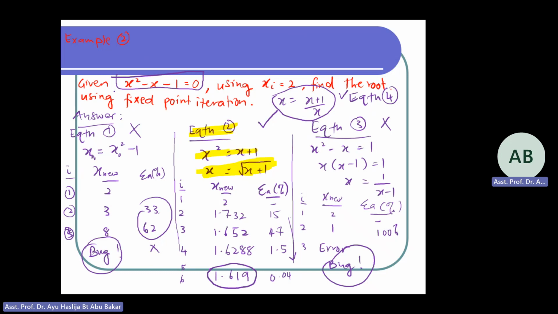Okay, so for this example, there are 2 possible equations of the x to be used. You must check the EA. It should be reducing. Okay.